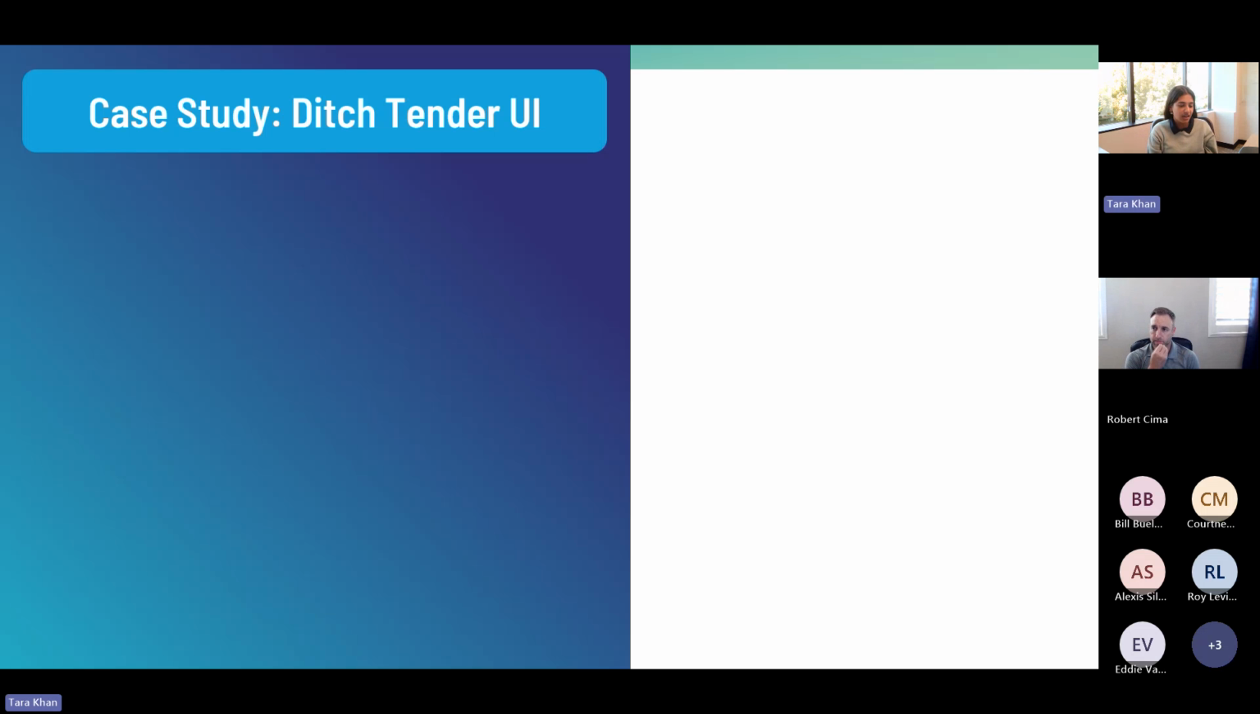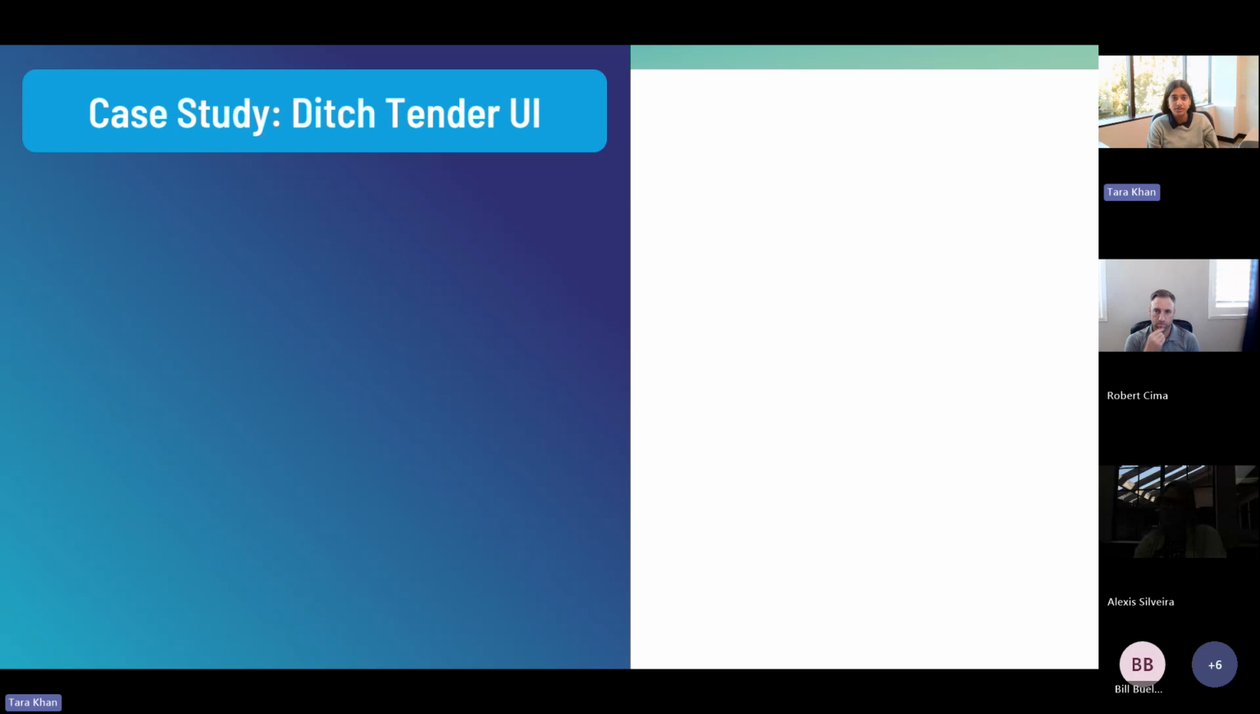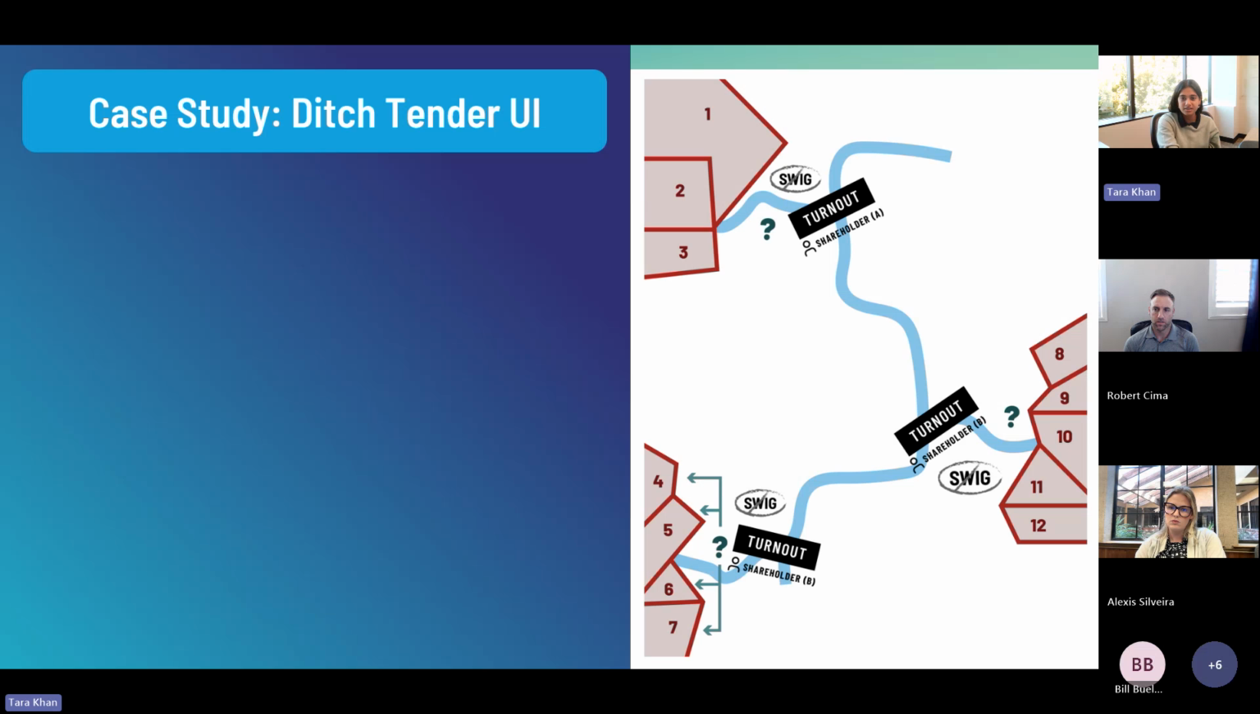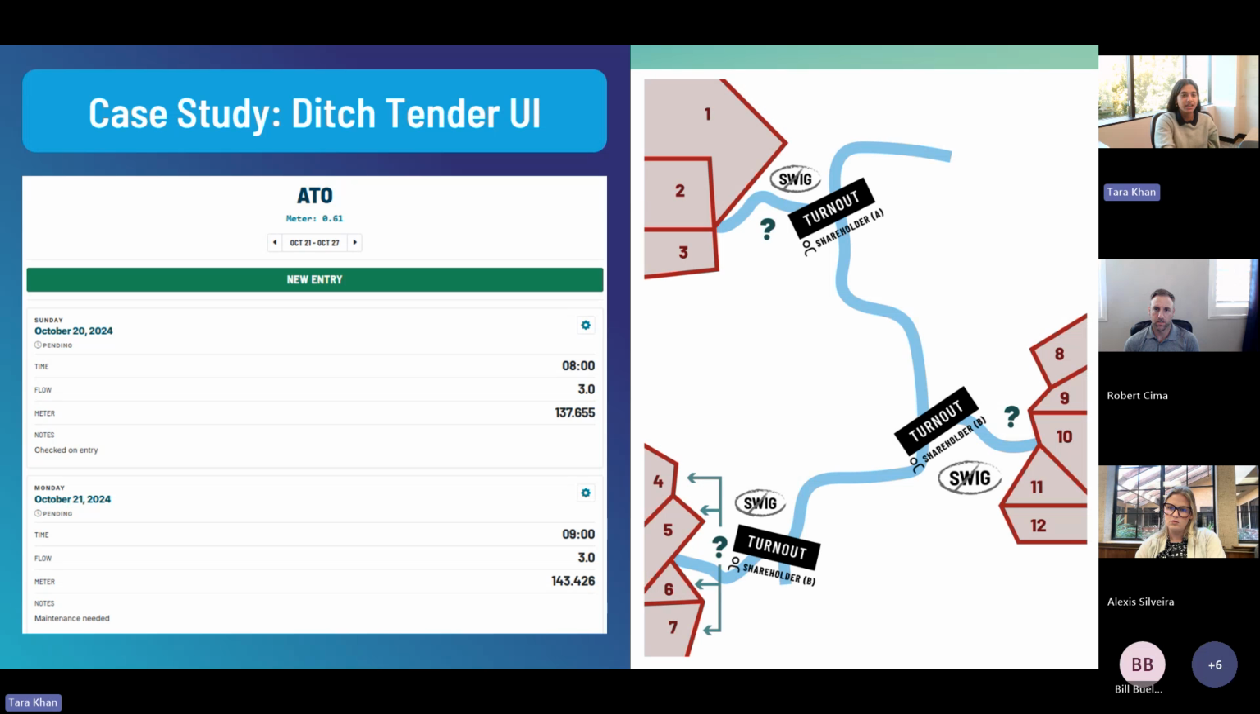Next case study with hybrid digital workflows is the ditch tender user interface. So Alexis from North Fork Kings is here with us. And I was hoping that she might be able to introduce this a little better than I can. Just for some context, we work with North Fork Kings GSA, and they asked us to develop a ditch tender user interface. So the context for that is that North Fork Kings are building out their allocation program. It's already built out, I believe.